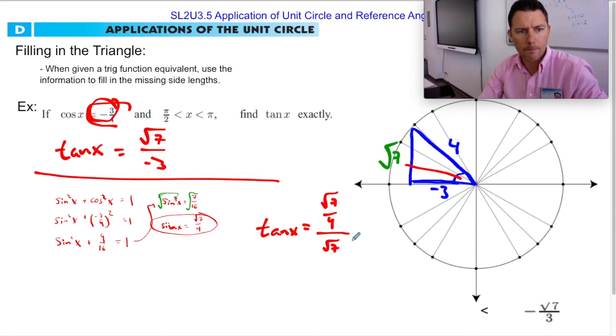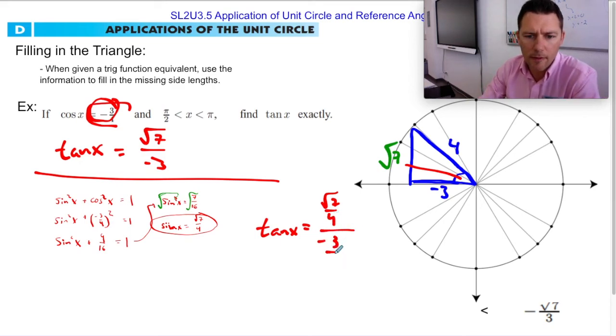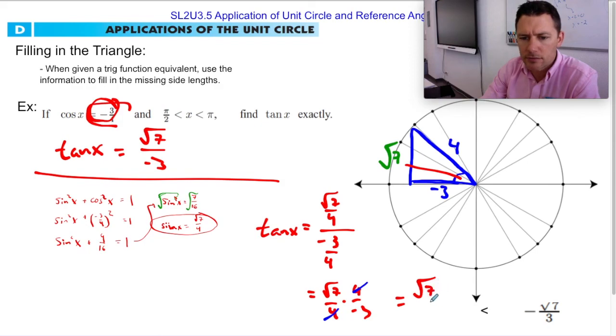which is √7/4 divided by -3/4. Like that. And when you divide, you invert the second fraction and you multiply. So this becomes 4 over -3. And therefore these cancel out. And you're left with √7 over -3, just like we thought.